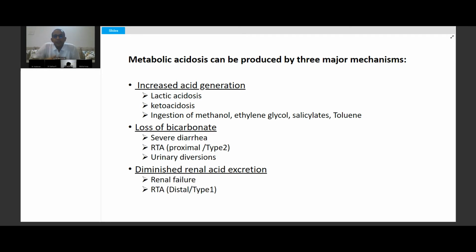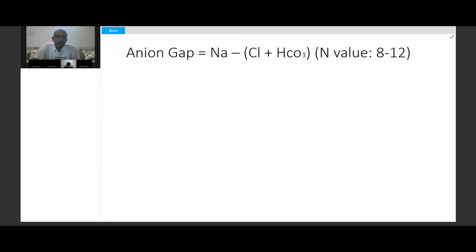We can find this based upon the anion gap. Anion gap is basic: as I said, there's always neutrality. When you try to get a balance between your measured ions and unmeasured ions, normally there is a gap of 8 to 12 without taking potassium into account. If you take potassium into account, the anion gap is 16. This explains the unmeasured anions in the body.